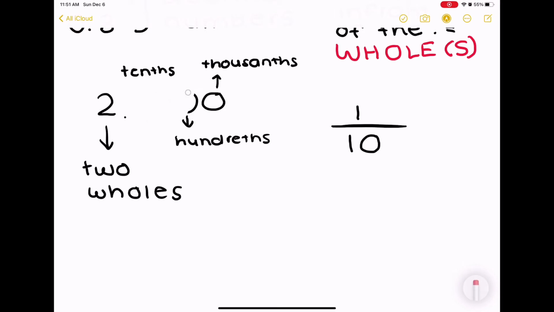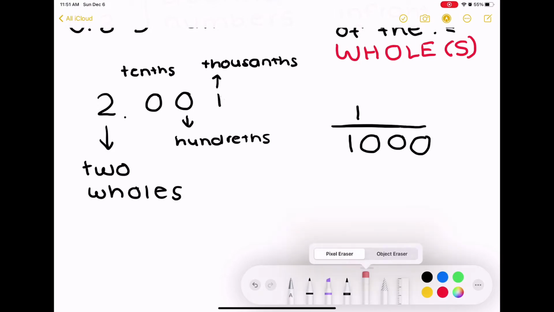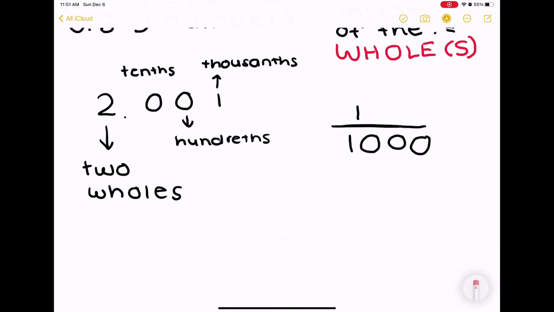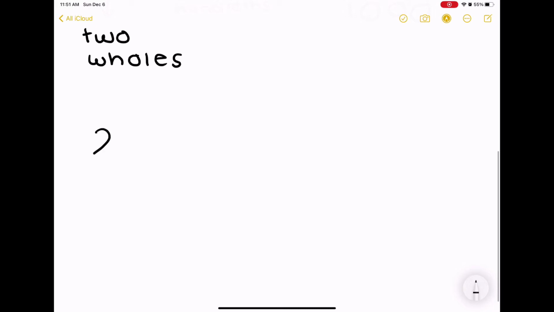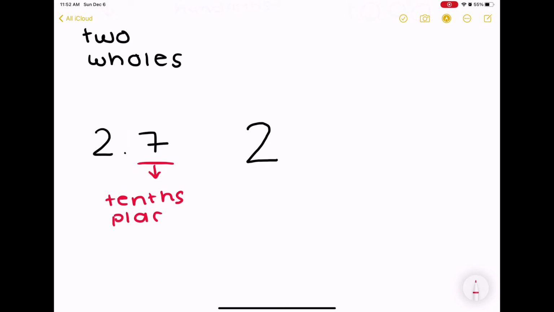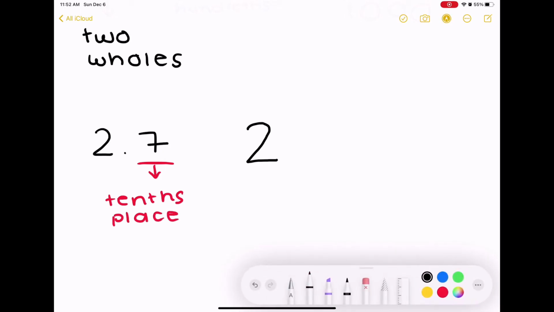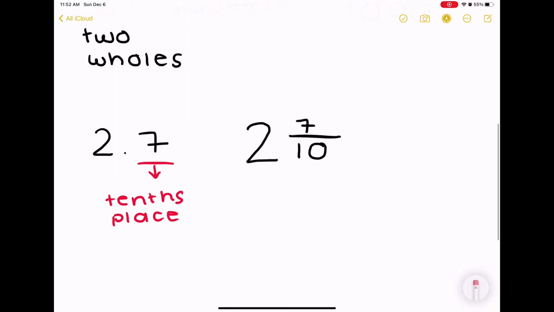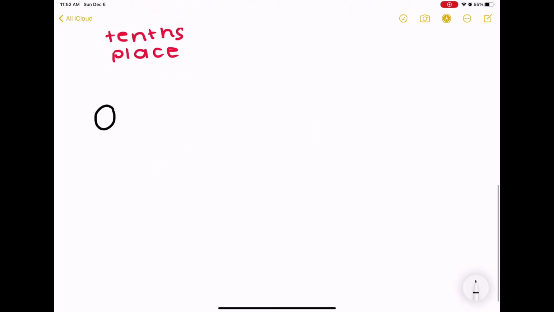So in this case, it would be tenths. So it would make more sense to have a 10 on the bottom. But if it's in the hundredths place, then there would be 100 on the bottom. If it's in the thousandths place, 1,000 on the bottom. So you really need to look at where the number is placed in order to figure out what's going to be the denominator in that fraction. So here it's in the tenths place, which means it will be over 10. So that means 2.7 is equal to 2 7/10.